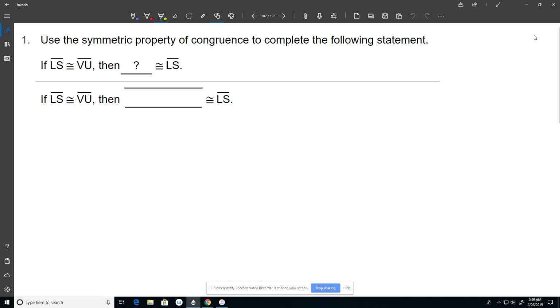So number one, use the symmetric property of congruence to complete the statement. Remember, symmetric property says that if LS is congruent to VU, then VU is congruent to LS. That one's pretty simple. You will also want to remember the transitive property, which says that if A is congruent to B and B is congruent to C, then A is congruent to C. And the other one is the symmetric property that says if A is congruent to B, then B is congruent to A. So you want to remember both of those.